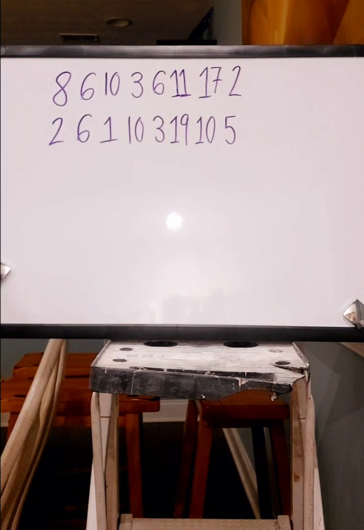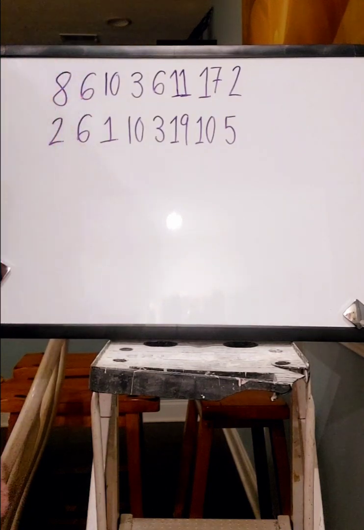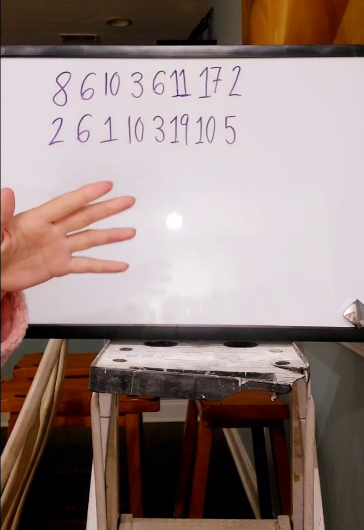So I've written down all the numbers that we've been given, and this is our data set. Let's start off by finding the mean. Now, as I explained, the mean is the average number. So we're going to start by adding all of these numbers up together.